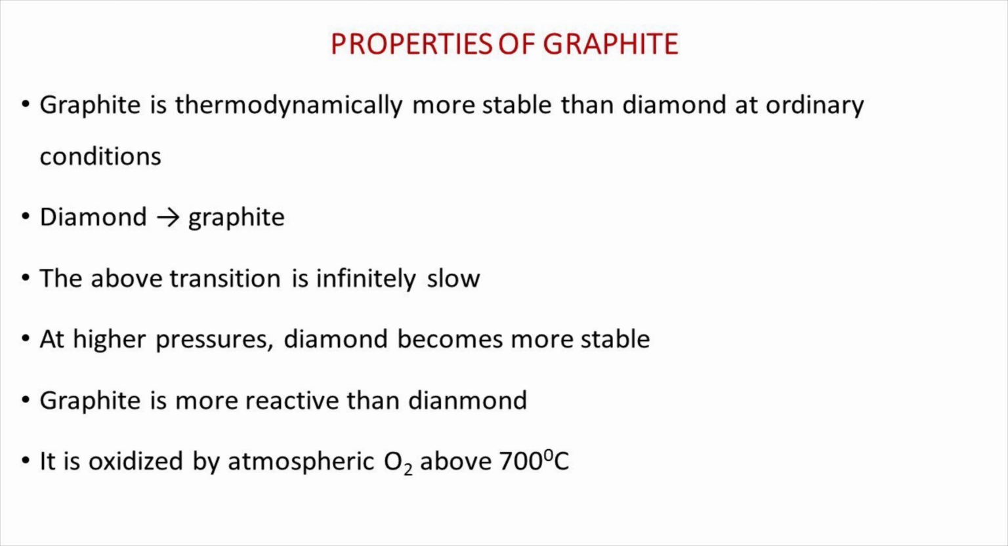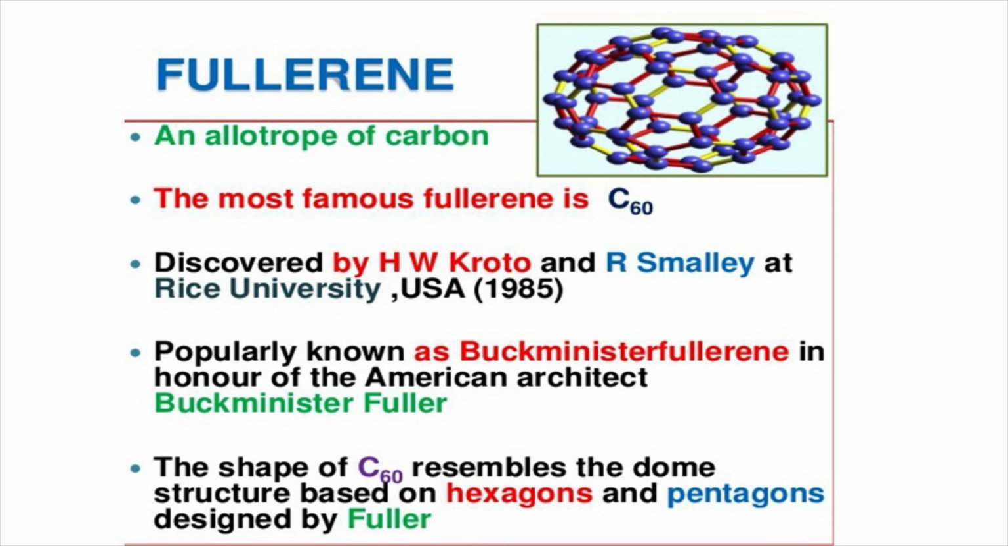Graphite is more reactive than diamond. It is oxidized by atmospheric oxygen above 700 degrees Celsius, whereas diamond burns at a higher temperature, greater than 900 degrees Celsius. The next crystalline form of allotrope of carbon is fullerene. The most famous fullerene is C60.